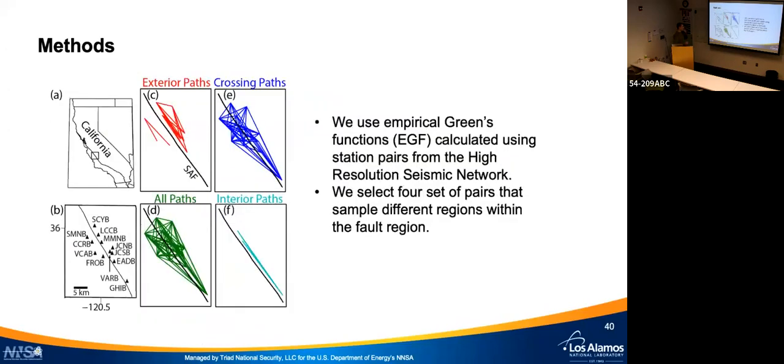I also look at different paths. Each of these vertices is a station, and these are just the paths between the stations. I broke it up into 4 different bins. There are the exterior paths, which are the paths that are the furthest away from the fault. We have crossing paths, and then all paths, and then interior paths. Interior paths are just the ones that were closest and most parallel to the fault. And we can compare these and look at the different kinds of behavior for each of these groups of station pairs.